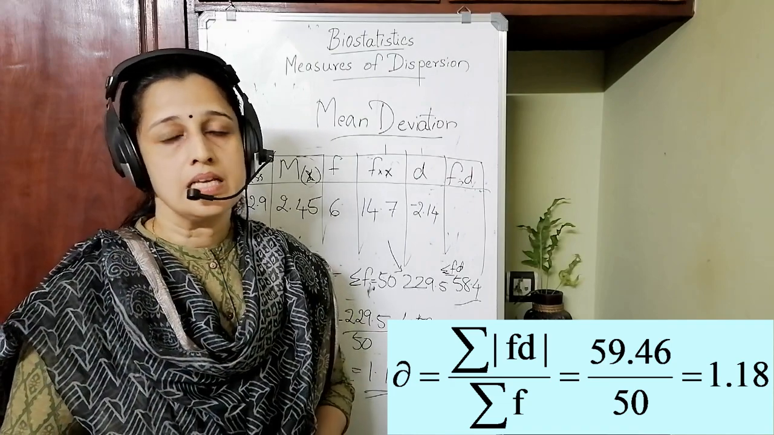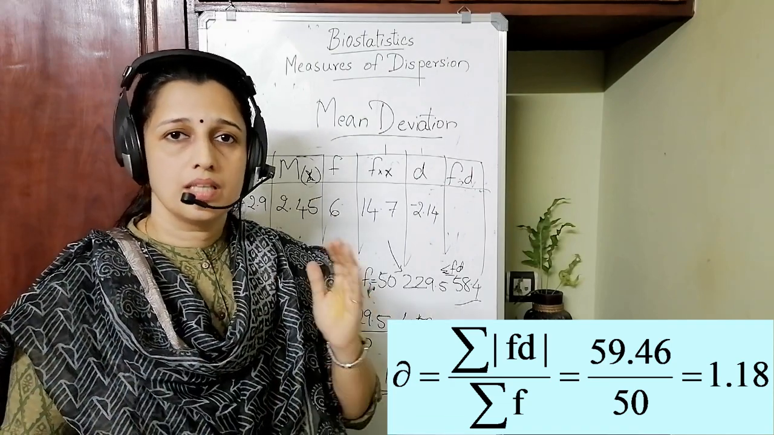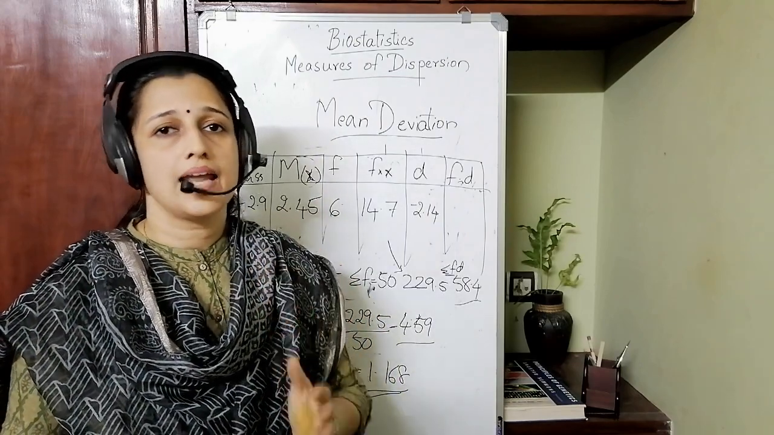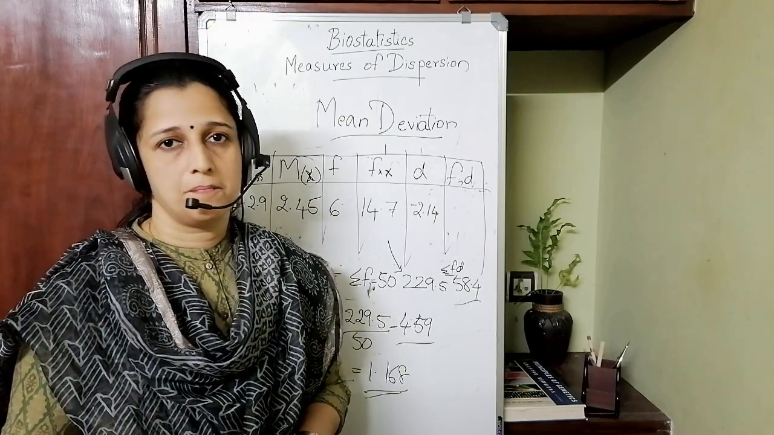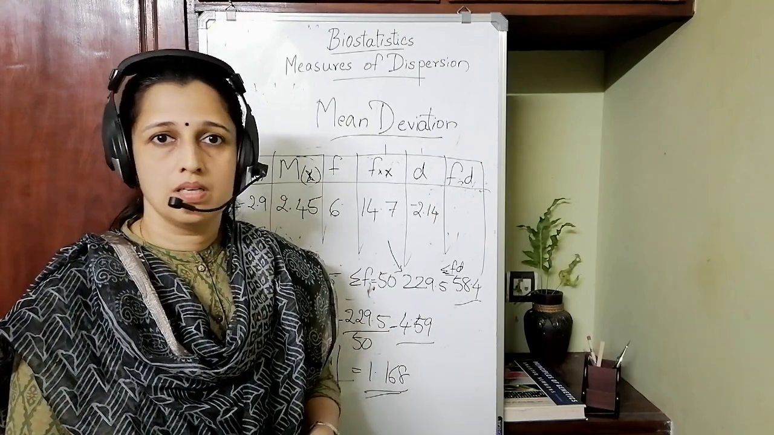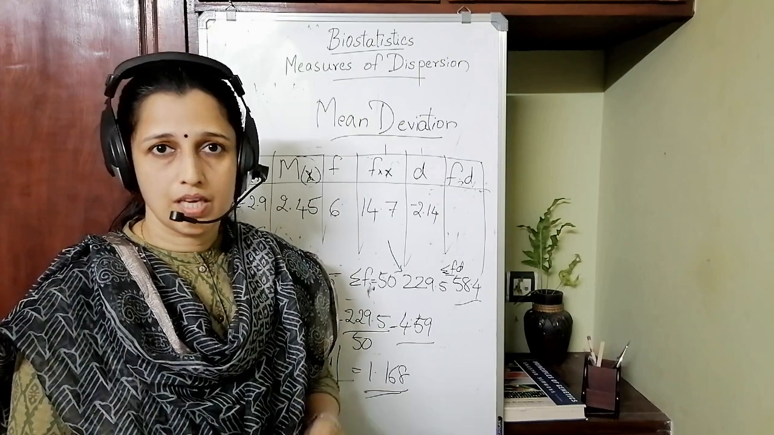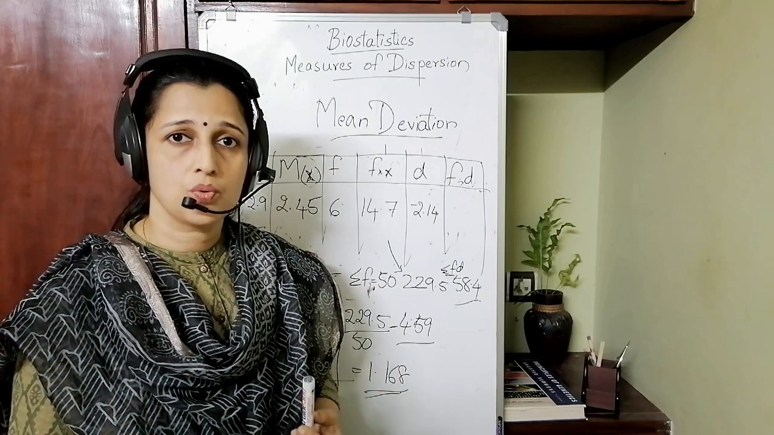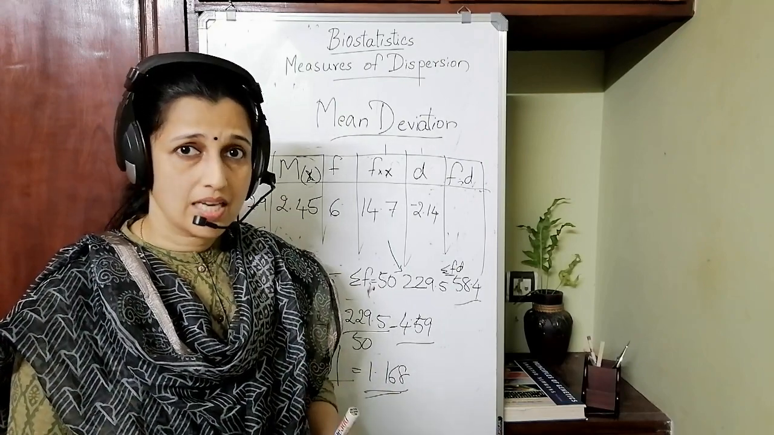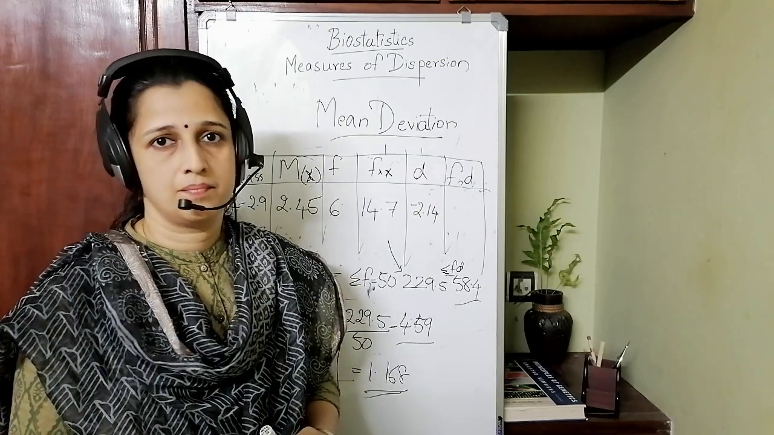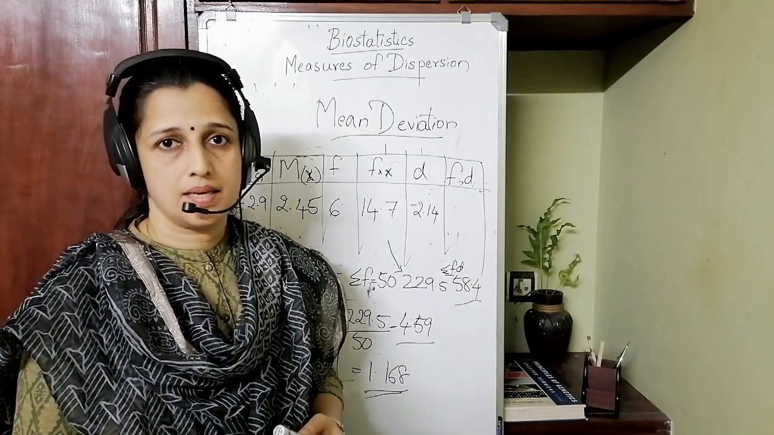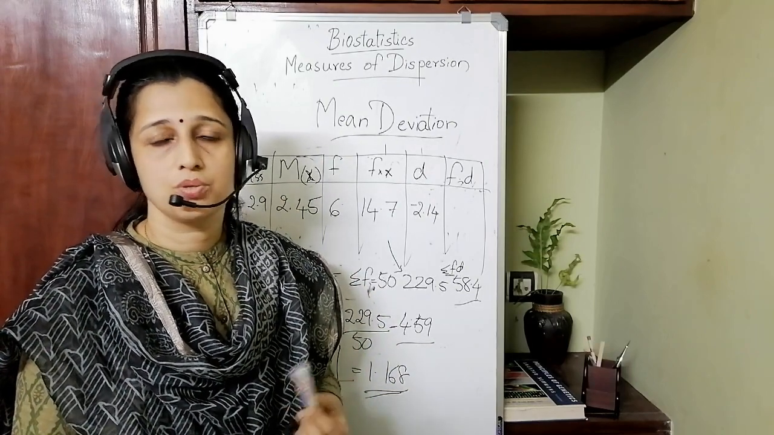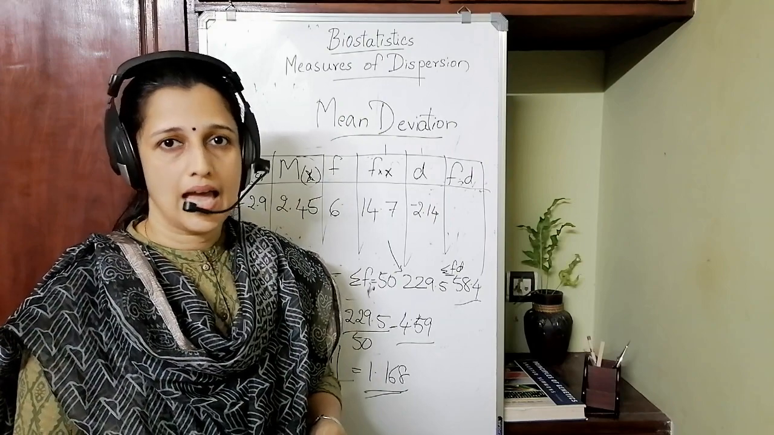So while finding the mean deviation of a continuous series, the first step of course is to calculate the arithmetic mean of the data, whether it is continuous, discrete or individual series, because we have to subtract the mean from the variable: deviation is equal to score, or the value of the variable, minus mean. That is the important step. Then we have to find frequency into deviation before finding the answer.